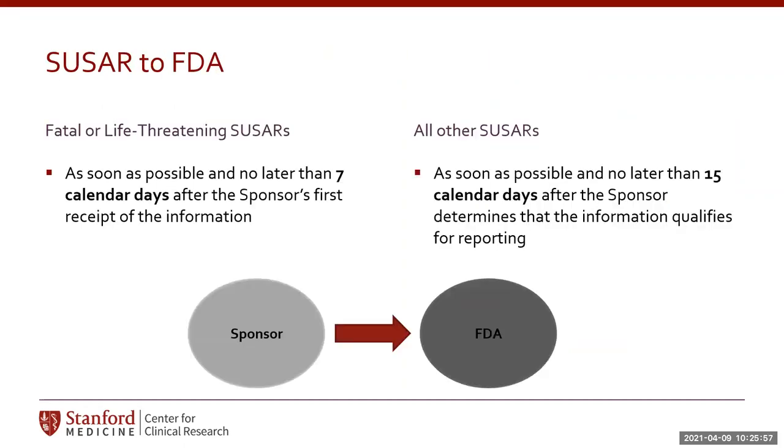The next is SUSARs to FDA. If they're fatal or life-threatening, they need to be reported as soon as possible and no later than 7 calendar days after the sponsor first became aware of the information. All other SUSARs need to be reported as soon as possible, no later than 15 calendar days after the sponsor determines that the information qualifies for reporting. Notice the difference: for the 15 calendar days, they actually get more time to investigate the information and make sure that it qualifies.